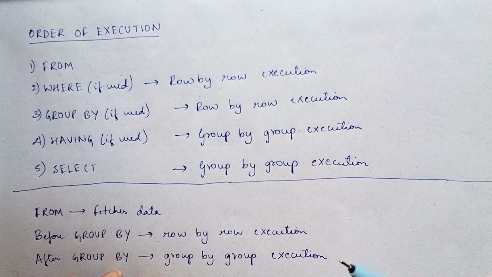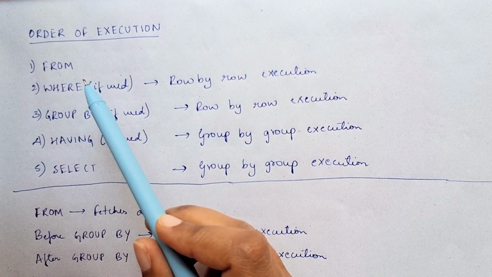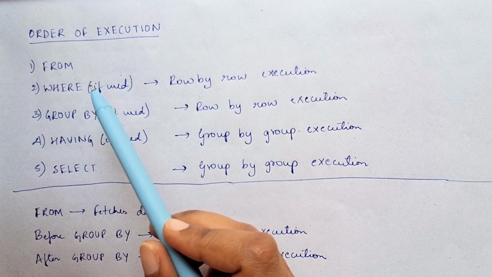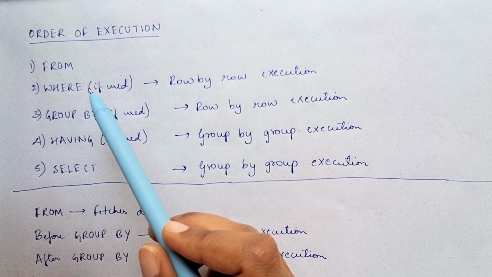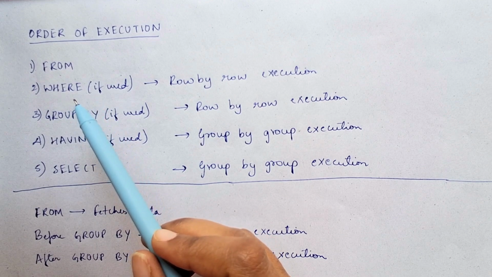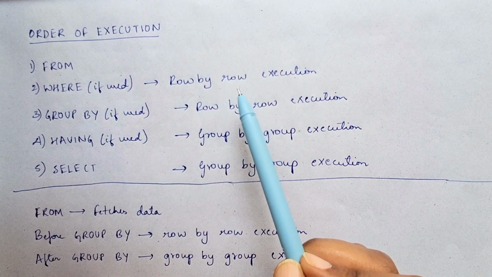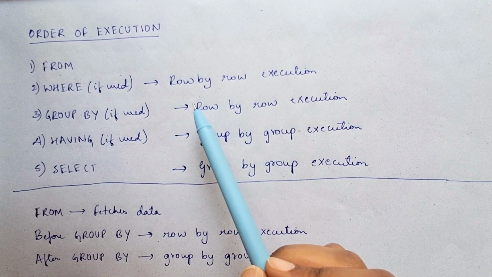This is very important, guys, because SQL does not execute queries in the same order in which we write them. First, SQL executes the from clause. That is, SQL goes to the table and collects all the records. At this stage, there will be no filtering, no grouping. It's just raw data. Next, SQL executes the where clause if it's used. And where clause works row by row. SQL checks the condition on each row individually and removes the rows that do not satisfy the condition.